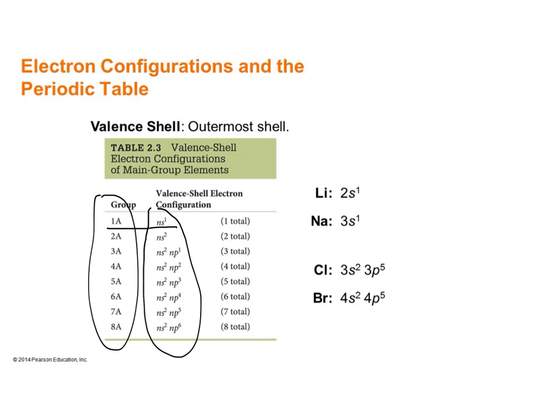Everybody in group 1A is ns1, and we went over that last lecture, but this is just a gentle reminder to you. And it also drives home that number of valence electrons relates to group number. 4A elements would have 4 valence electrons, 5A elements would have 5 valence electrons, so forth and so on. That's it.